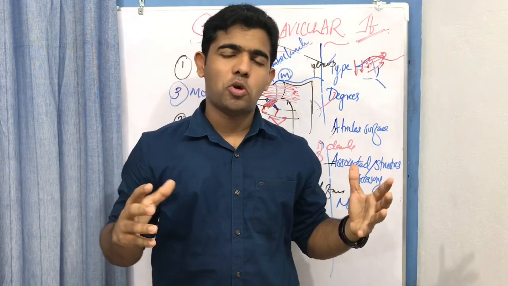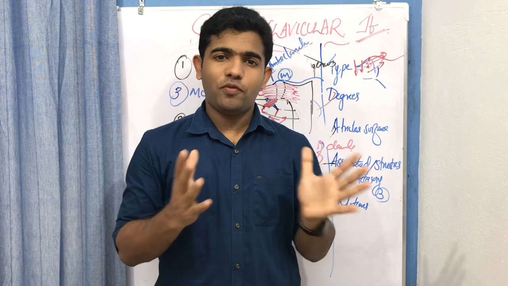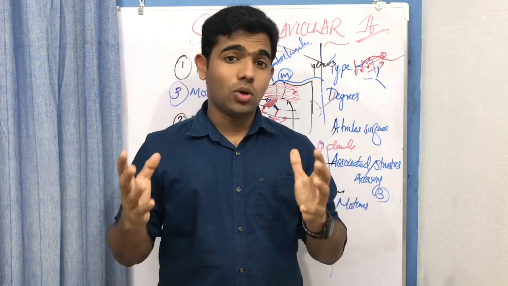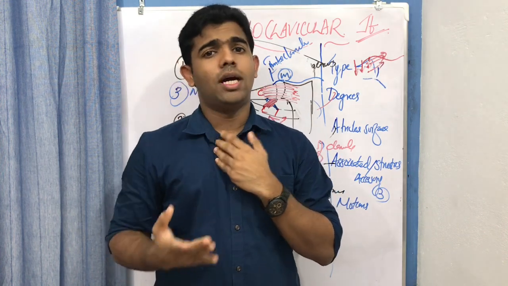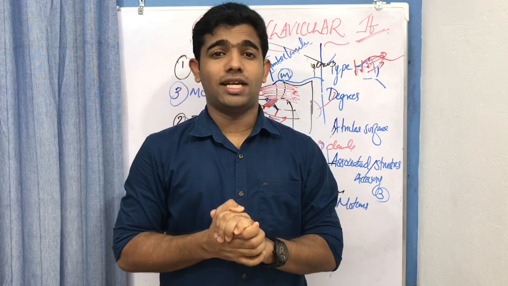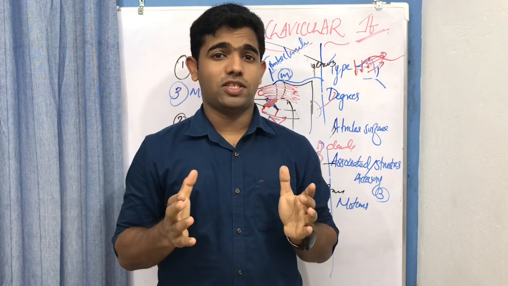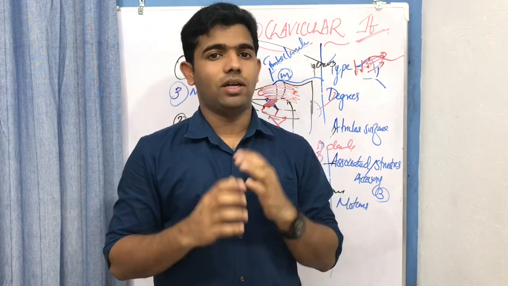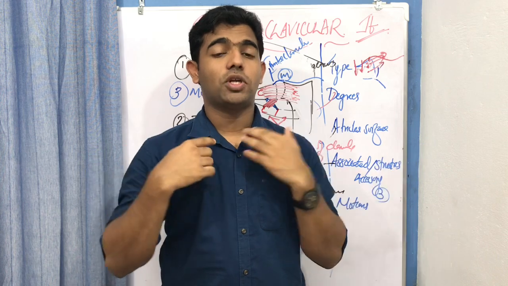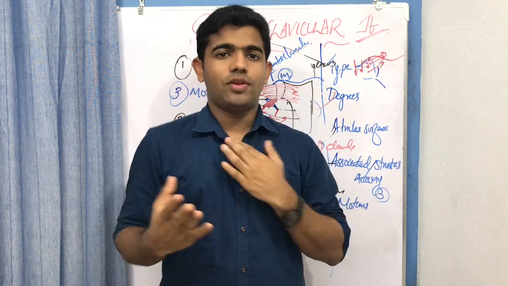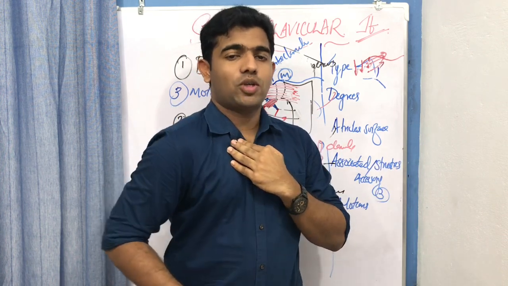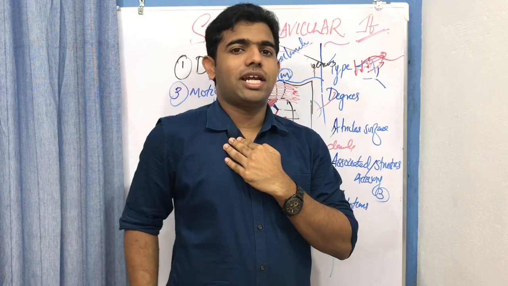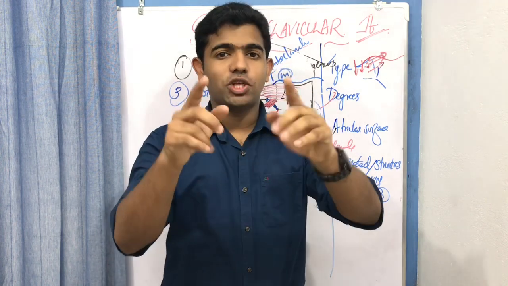And now we have the motions that are left over. To be frank, I thought that we should conclude the motions also in the same video, but it has already taken more than 30 minutes. So we'll wind up the session, and in the next video we'll look into the details of the motion of the sternoclavicular joint, which are elevation, depression, protraction, retraction, and anterior and posterior rotation of the clavicle.